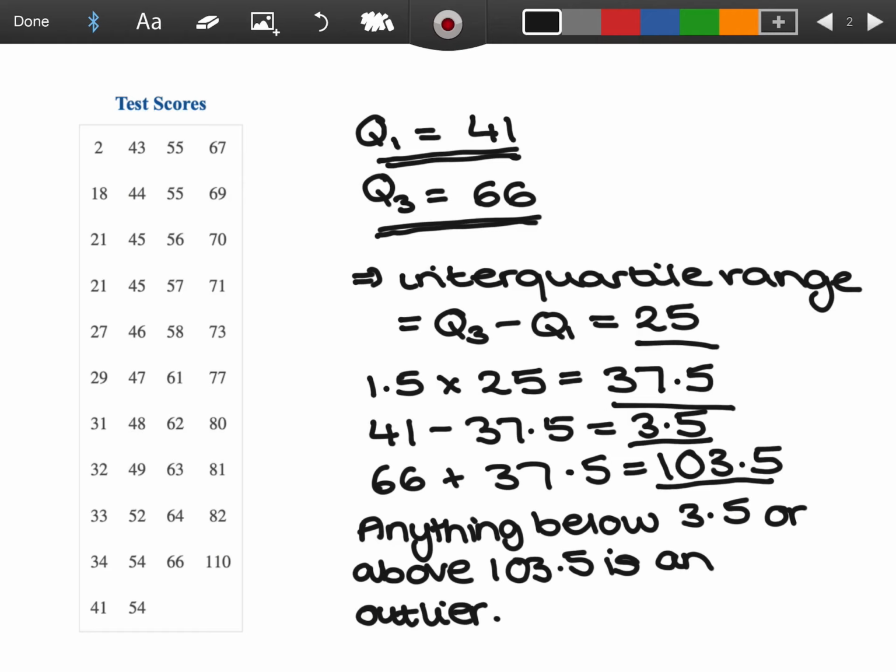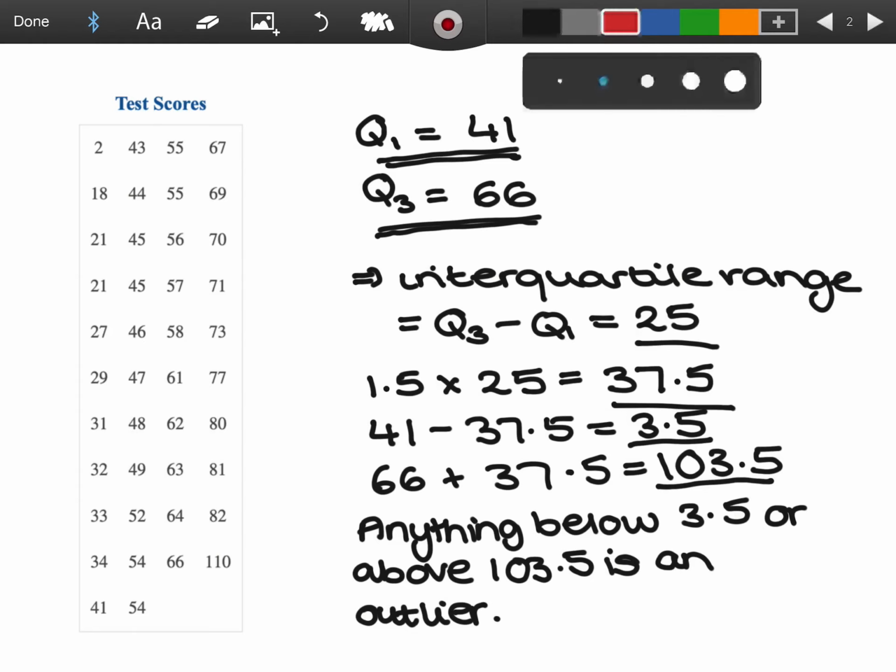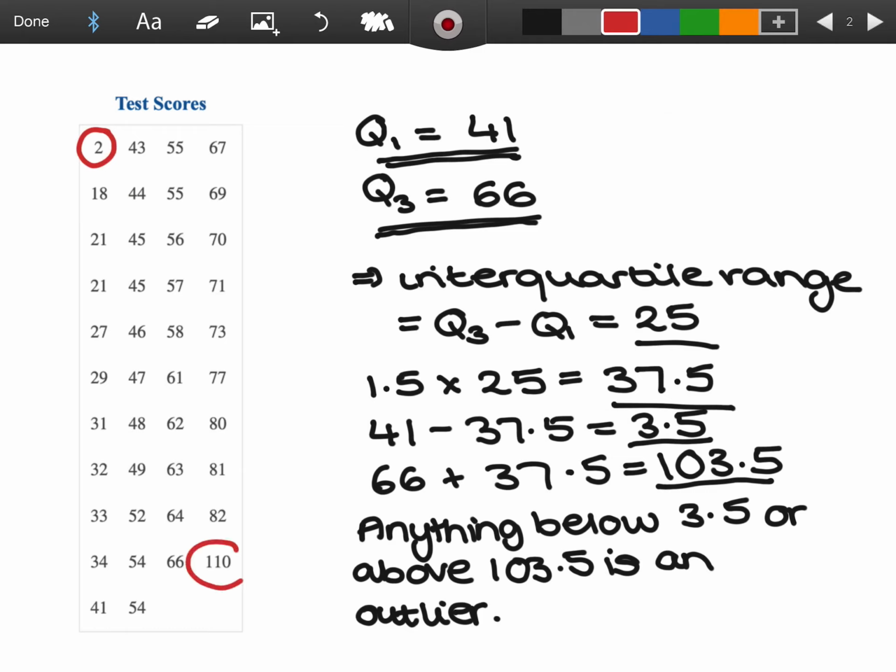What you really want is most of your data points, if not all of your data points, to lie between those two values. Okay, anything that lies either below 3.5 or above 103.5 is deemed to be an outlier. It is just too far away from most of the data to really be characteristic of the rest of the data. It is an outlier. Okay, so anything below 3.5 or anything above 103.5 is an outlier. That means that we have two outliers in this data. We have 2 and we have 110.